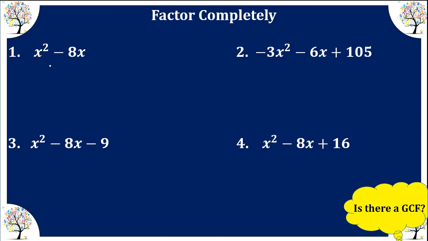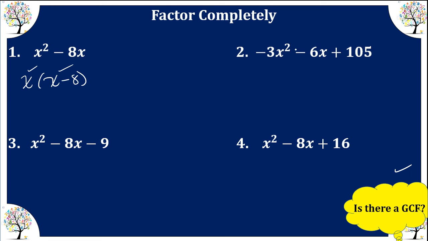So our first one here, we have x squared minus 8x. Do we have a GCF? That's what we always ask first. The answer is yes. They both have an x. So that leaves me with x minus 8. And that is all you can do. You are done. So our two factors are x and x minus 8.